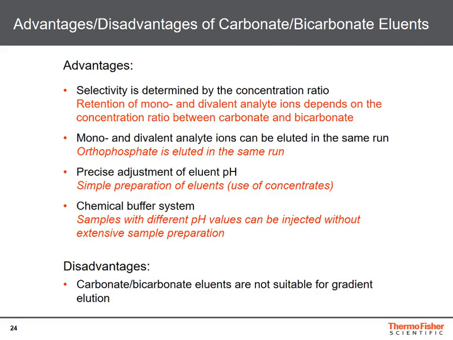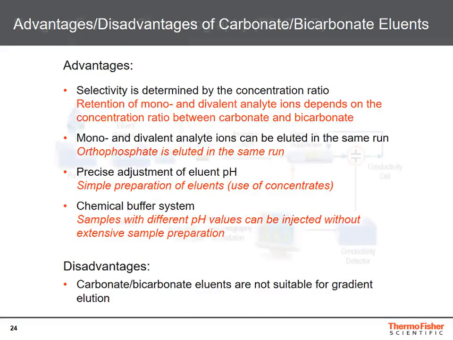The only real disadvantage of a carbonate-bicarbonate eluent is we can only use this under isocratic conditions. Those eluents are not suitable for gradient dilution for one major reason. The product of suppression is carbonic acid, which has a slight dissociation into bicarbonate. And this means if we are using a concentration gradient, we will generate more and more bicarbonate, leading to a very significant baseline shift during the gradient run.